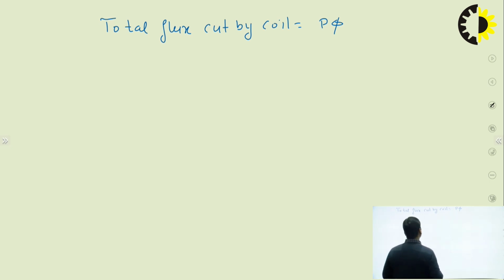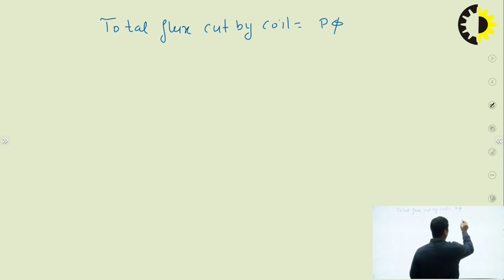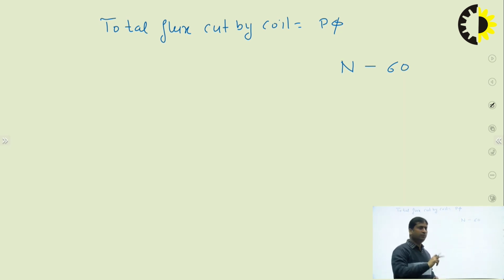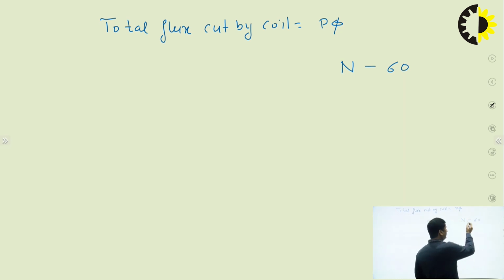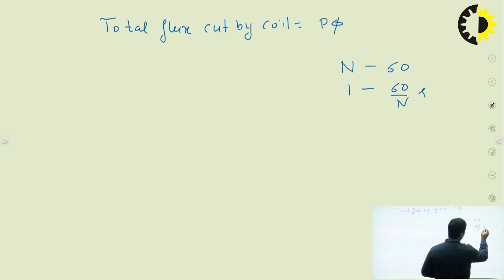So that will be equal to P phi. The second one is the time taken by one revolution. Suppose N revolutions are taken in 60 seconds, because N is the RPM, revolutions per minute. So one revolution takes 60 by N seconds.